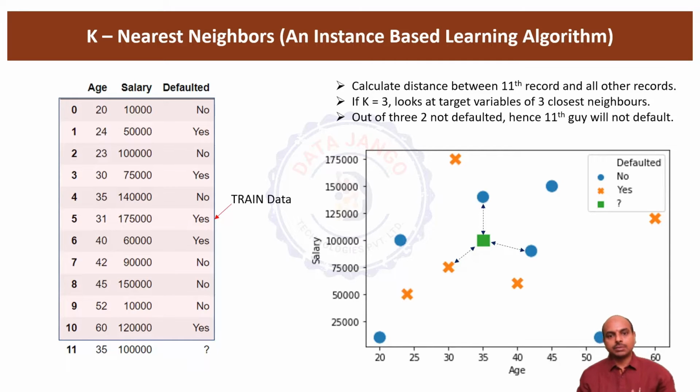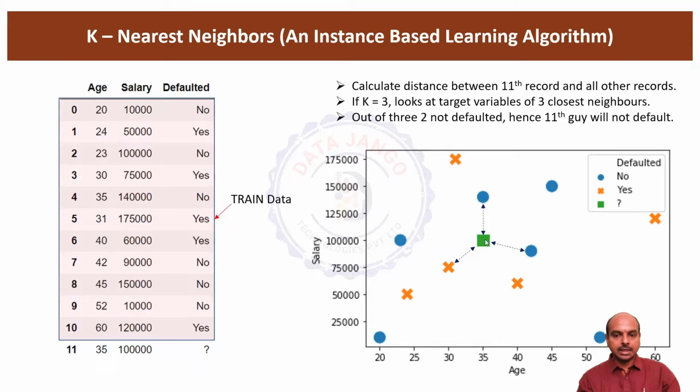As a data scientist, we need to specify how many closest records, or how many closest people, the algorithm should look into. So here in this example I have taken k equal to 3. The first step the K nearest neighbors algorithm does is take this particular record, 35 years and 100,000, and calculate distances between the first record and this new record, the second record and the new record, the third record and the new record. Like that it calculates distances. Once after calculating distances, it will take the closest 3 records, as we have chosen k equal to 3, and see whether most of them in the closest 3 are defaulting or not.